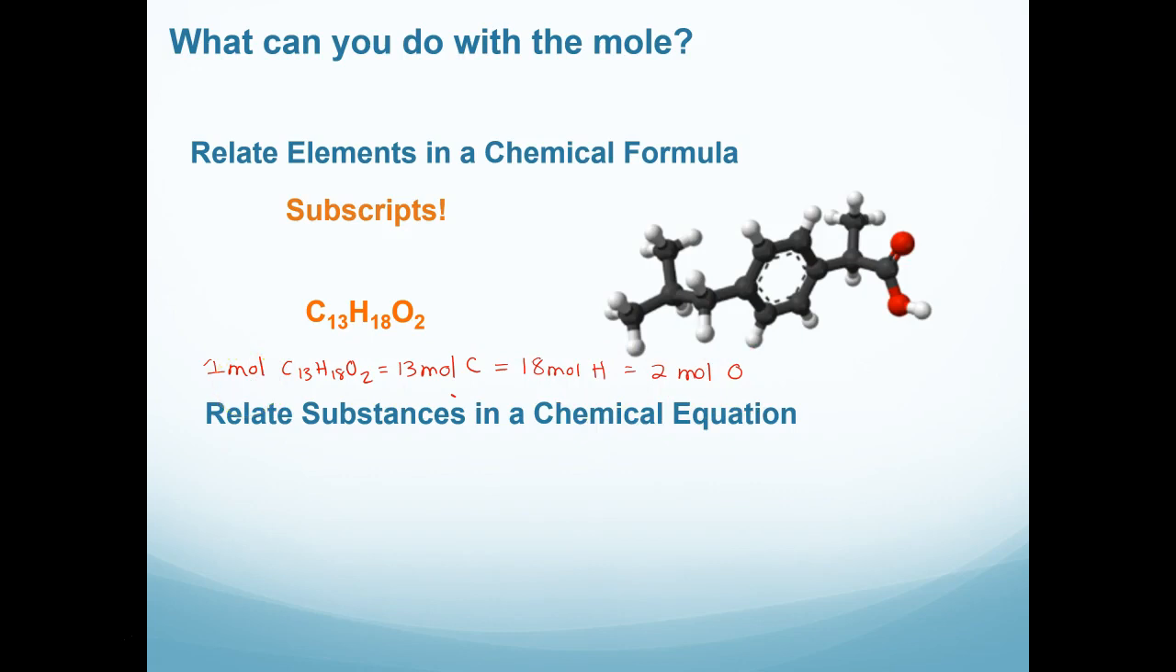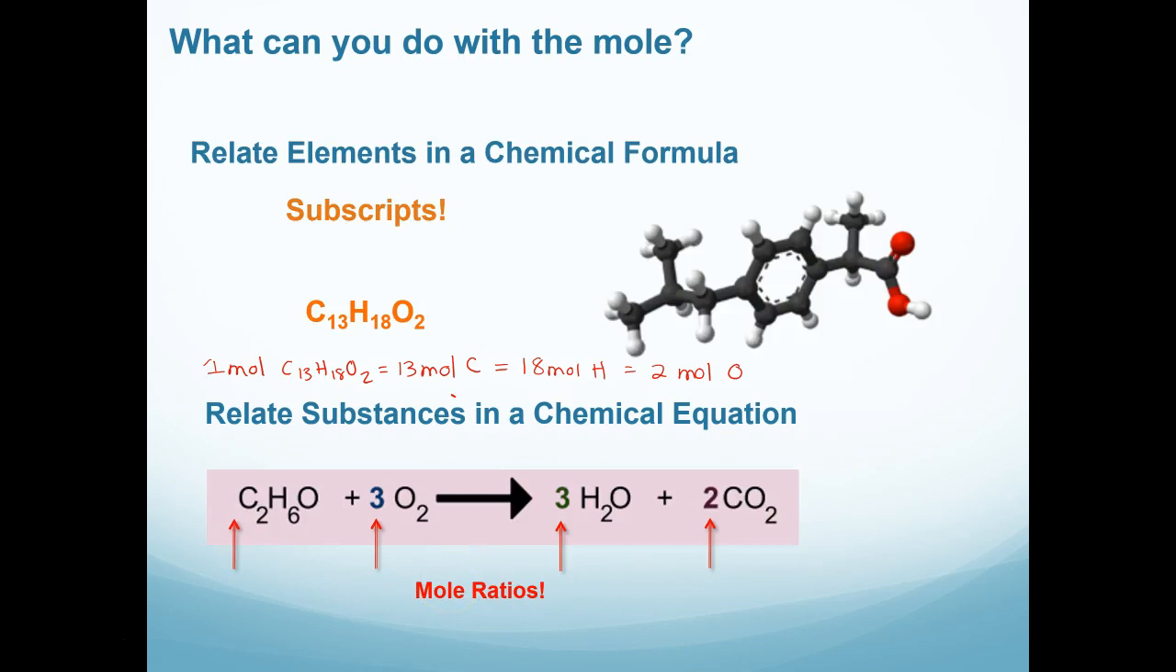So the second thing we can do with the mole is we can relate substances in a chemical equation. So that's where we're going with figuring out those two questions. Okay. The one difference for this will be, instead of using a chemical formula, since we're talking about a reaction, we're using an equation. And now all of the coefficients out front, after we balance the equation, those are going to be mole ratios.